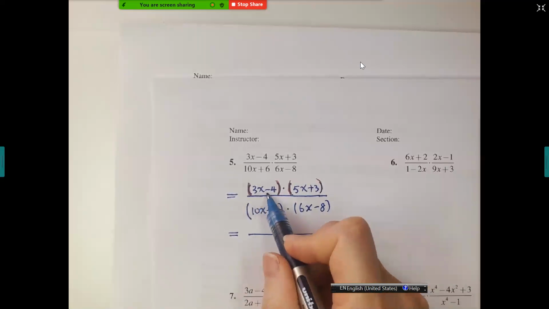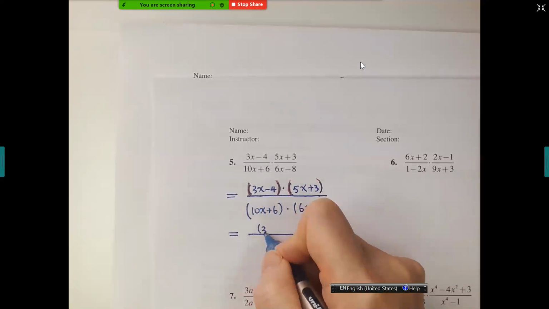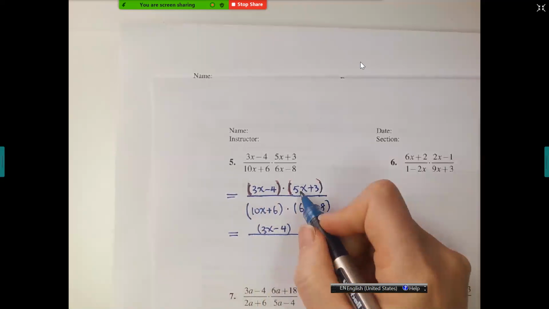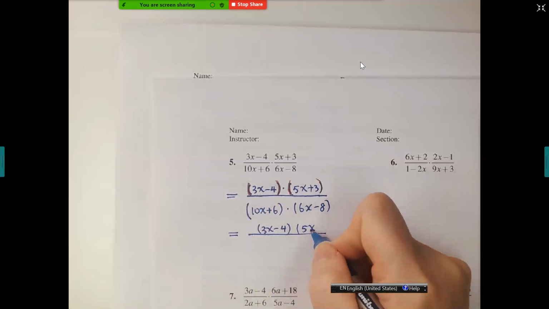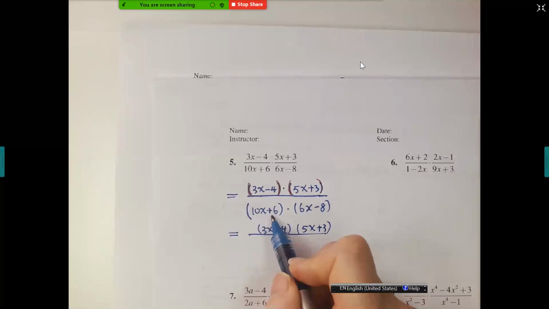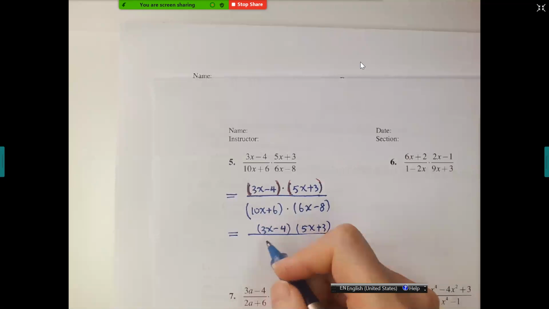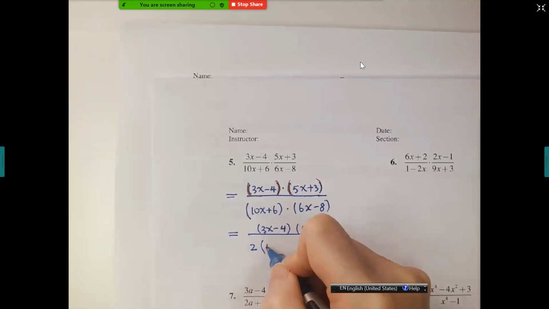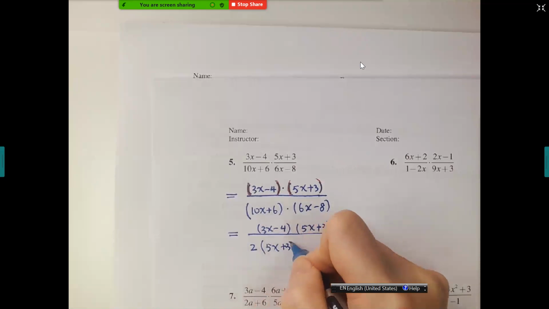First one, can we factor 3 minus 4? No, nothing in common, not a difference of squares. Can we factor 5x plus 3? No, it is prime. Then we'll see, can we factor 10x plus 6? Do they have any GCF? Yes, it has GCF 2. So factor 2 out, and we got 5x plus 3.